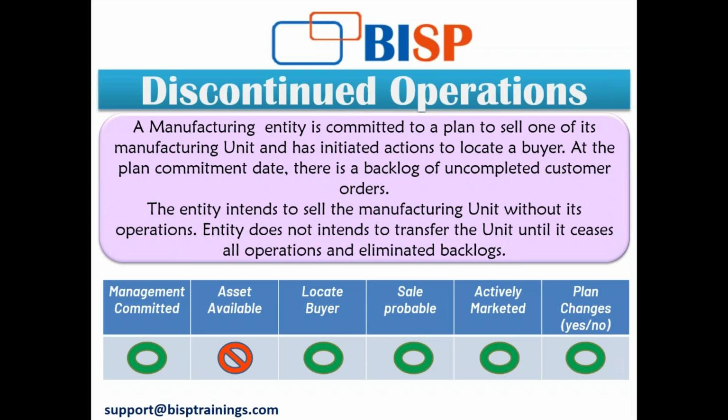The criteria that is set under IFRS 5 would not be met until the operations of this whole unit were done, ceased and closed, and no backlogs were there. Even if any firm or any entity wanted to purchase, it still could not be sold out. The reason is it was not available for an immediate sale.